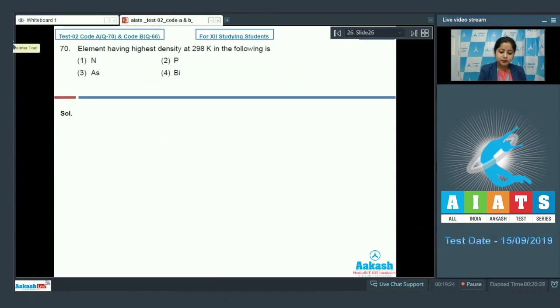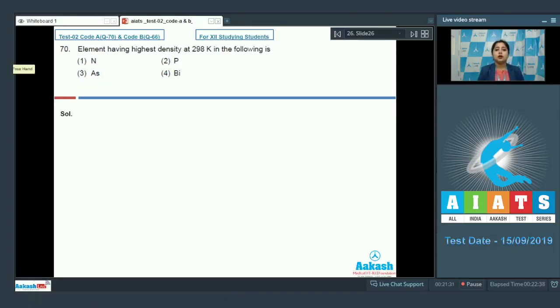Let's read the question, class. Element having highest density at 298 Kelvin in the following is. The given options are nitrogen, phosphorus, arsenic and bismuth. So class, in this question we have to compare the density of group 15 elements. So let's see the density of given elements.